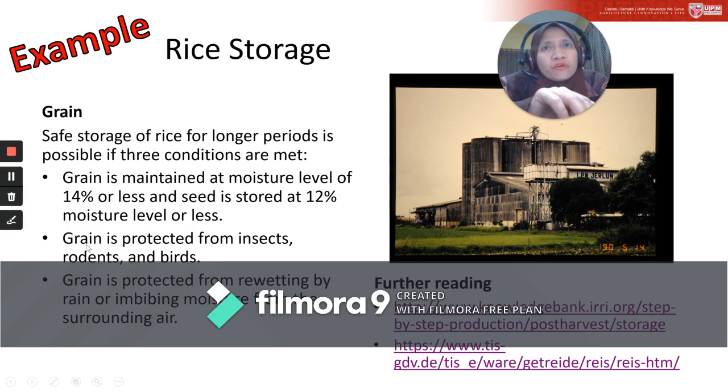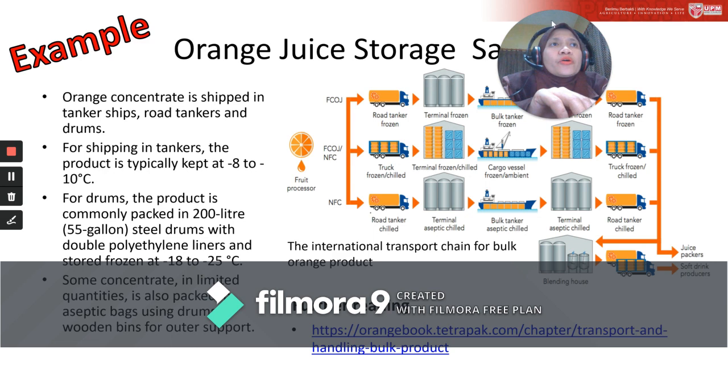And then rice storage. Mainly, as a rule of thumb for the grain, it must be maintained at a moisture level of 14% or less and stored at 12% moisture level. So this is a picture of a rice milling facility in Alor Setar, Kedah. Alright, so this is some information that you can refer to. Interesting information about the humidity that you need to control for better storage of the rice in order to prolong the shelf life.